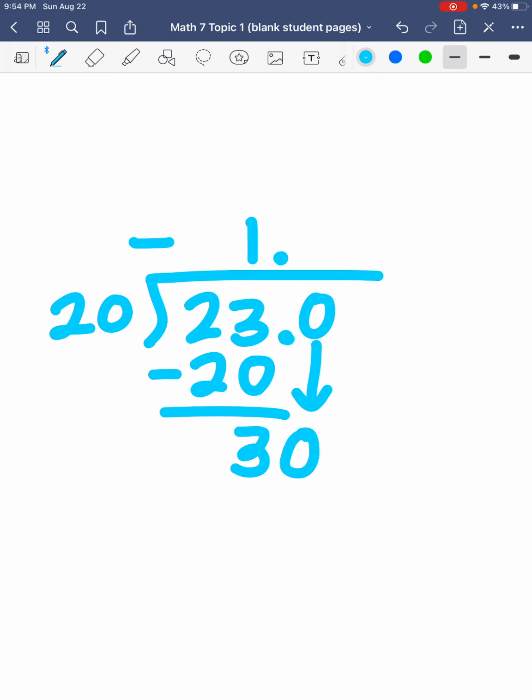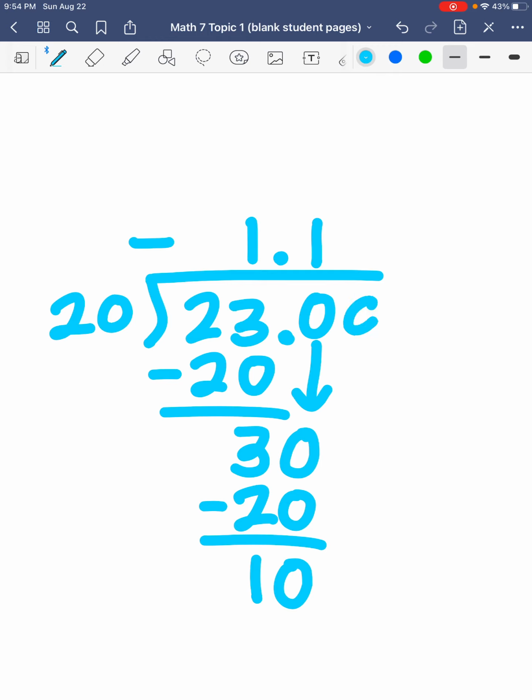How many times does 20 go into 30? Well, it goes into 30 just still one time. 1 times 20 is 20. When I subtract, I get 10. I'm going to add another 0 and bring that down.